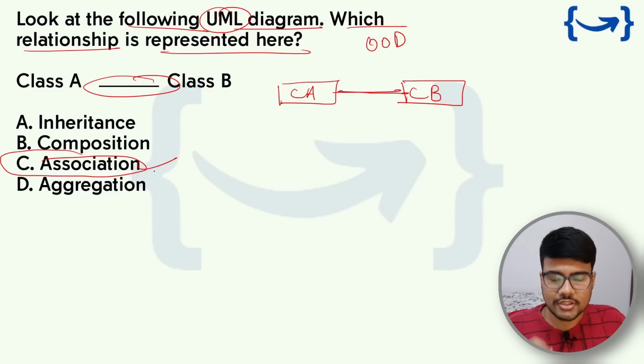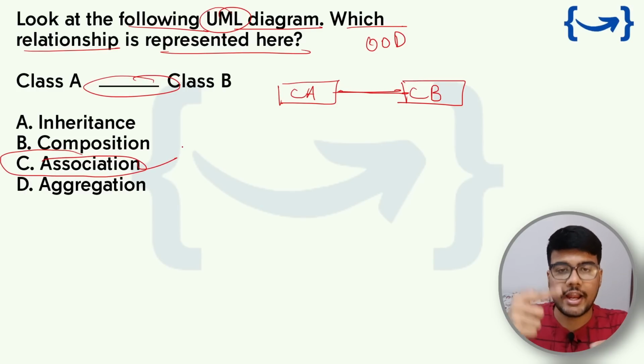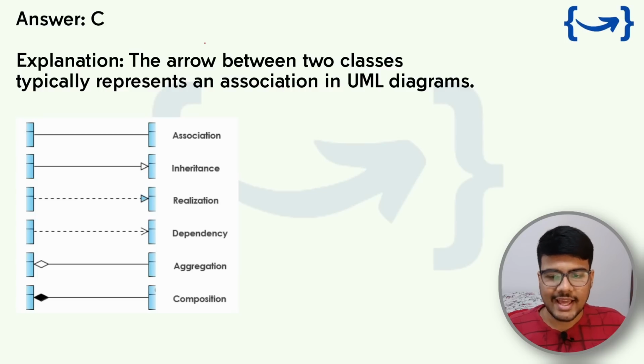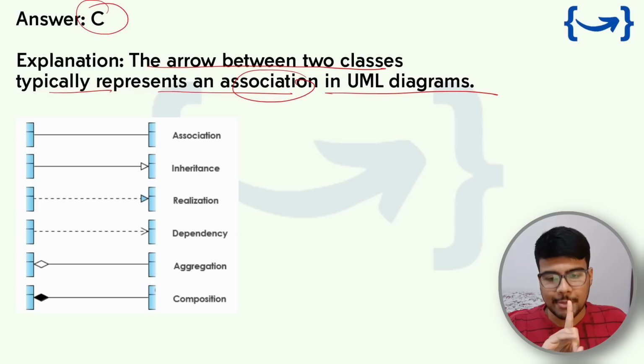So association is the right option. But Aditya, in the exam they may change this question and create a number of lines, and what will happen? Guys, I am with you, stay calm. Explanation: the arrow between two classes typically represents the association in a UML diagram. That's why association is the right option. But see, this is a solid line, that's why it is an association.